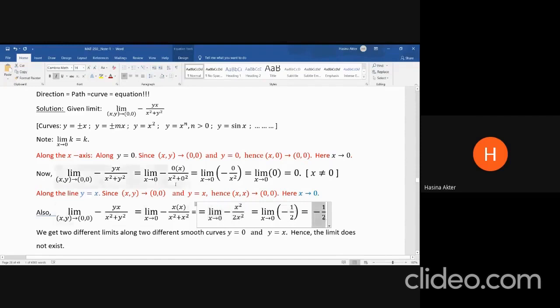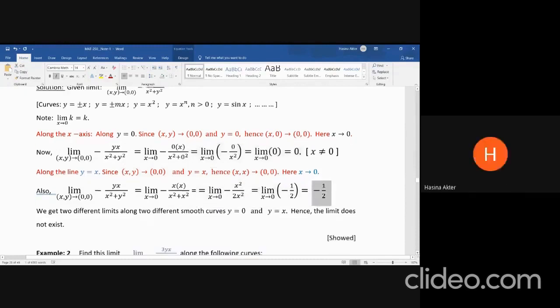So now we have two different directions. Along the x-axis we have limit 0. Along the curve y equals x we have limit -1/2. They are not the same. That means the limit doesn't exist. Exactly. We get two different limits along two different smooth curves, y equals 0 and y equals x. Hence, the limit does not exist.